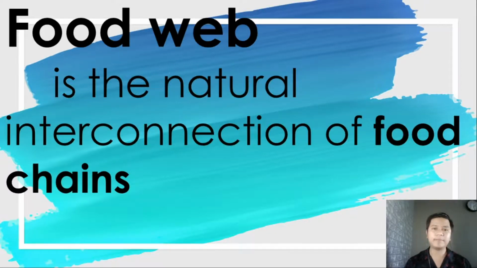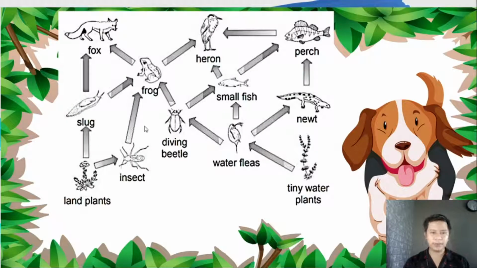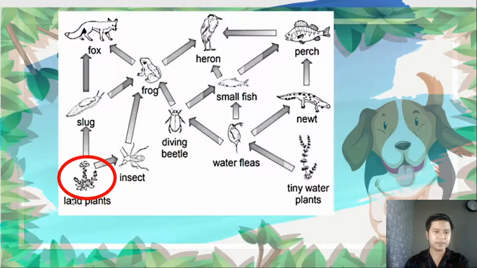So I have some examples here. Let's try to read this one. This is the example of a food web. When we say food chain, this one, land plant. What do you mean by this arrow? It is what we call "is eaten by."